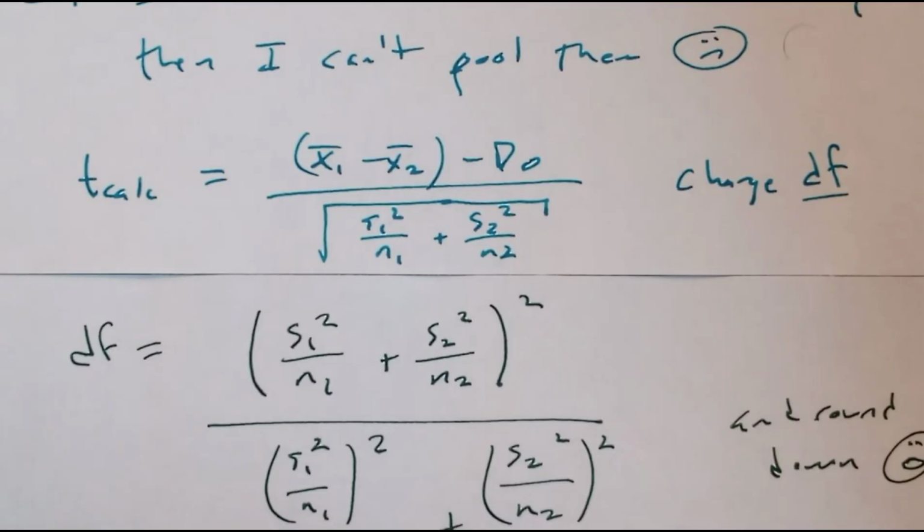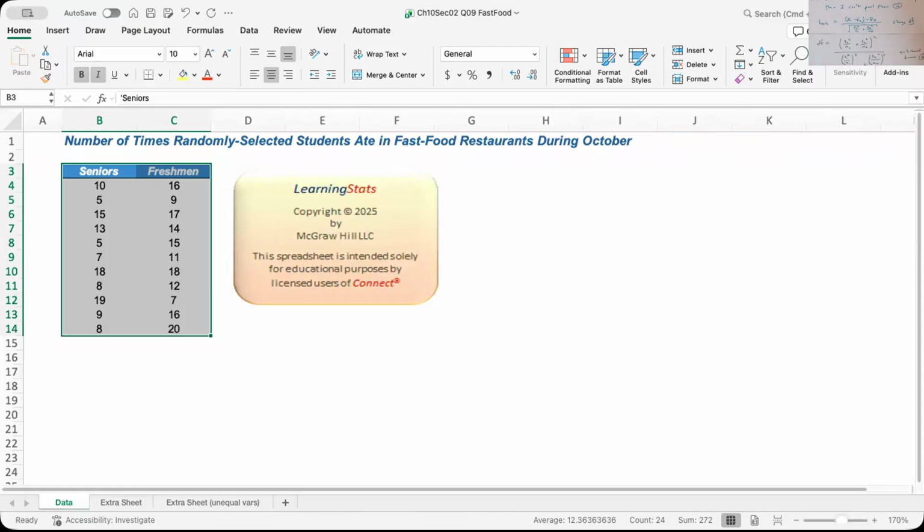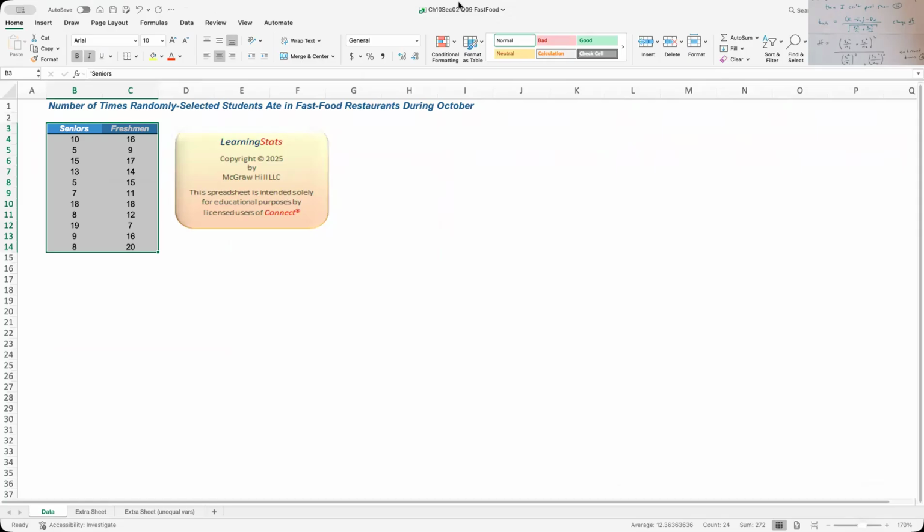There it is. Fast food example. Data. Okay. If I'm going to let Excel do the work, then the thing I need to be able to do is interpret the work it does.